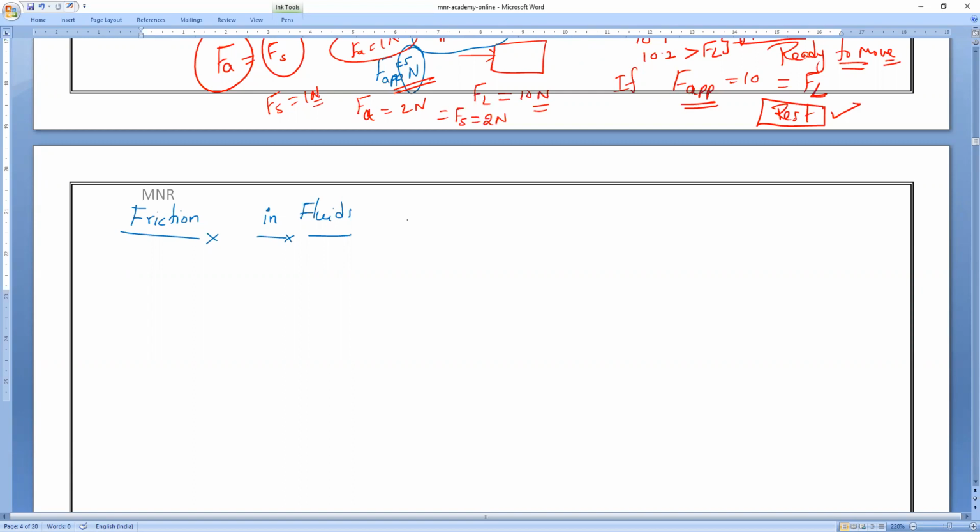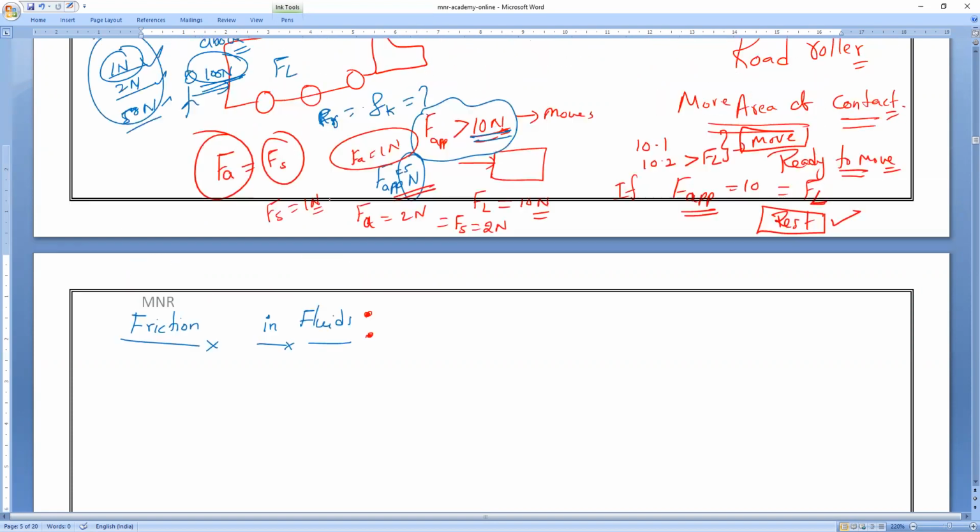Can you please say the statement again? Okay, write the statement, everybody. If applied force is less than the limiting friction, then applied force is equal to static friction. Okay, guys? Applied force is equal to static friction. Understand?